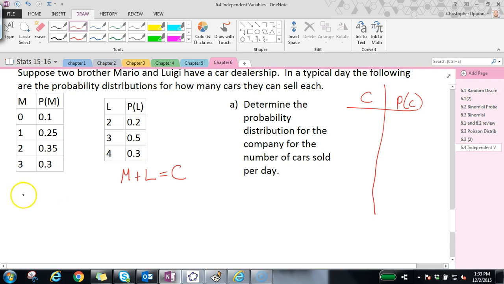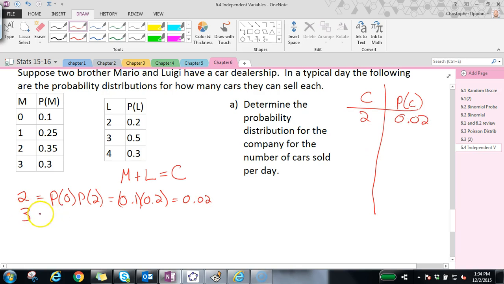We can get 2 in two different ways, or one way. Sorry. Probability of 0 from Mario and probability of 2 from Luigi. So that's 0.1, that's 0.2, that's 0.02. So we have that distribution.